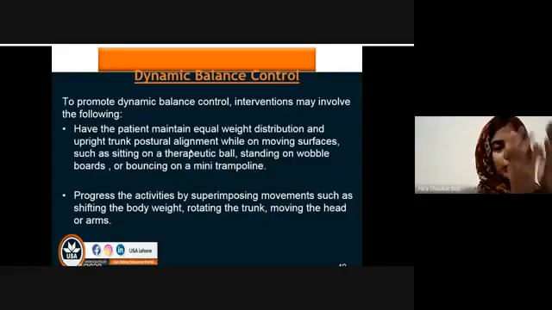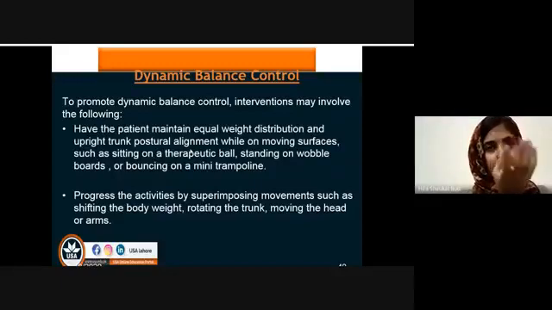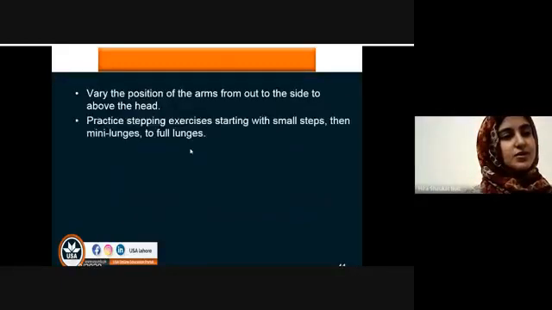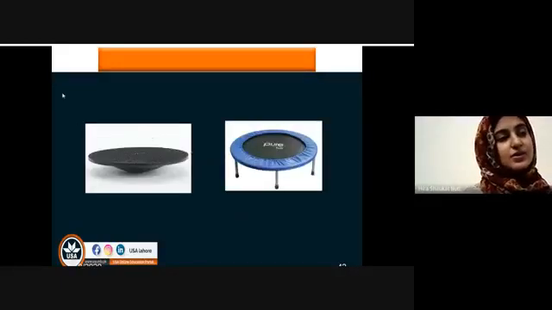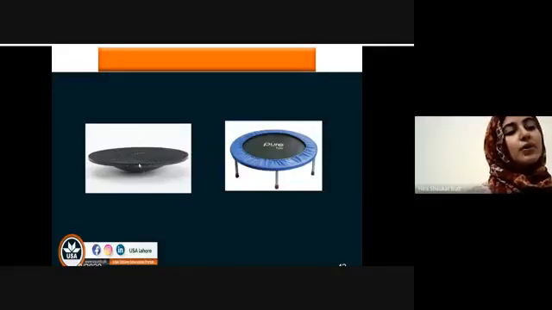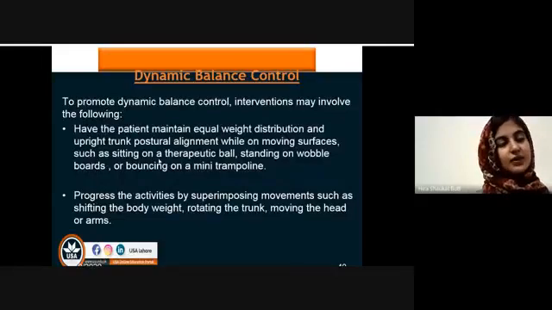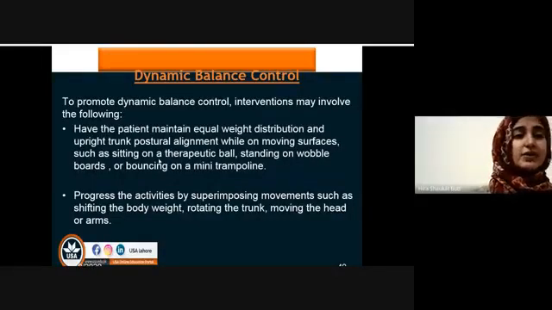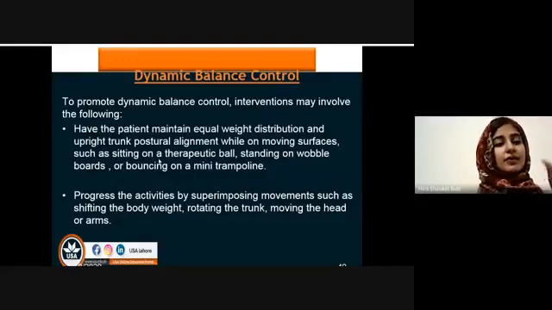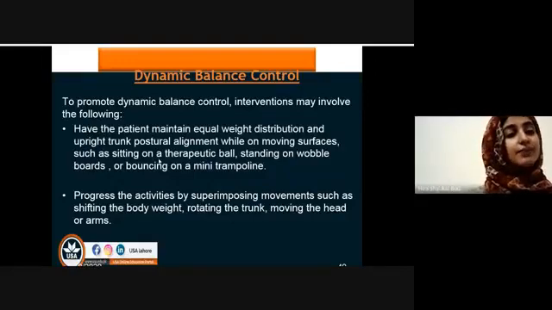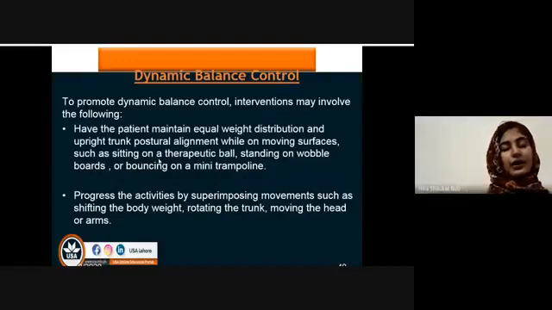Now, what is a wobble board? A wobble board is actually a board which has a pivot on the lower side, so it is not easy to maintain the balance on that. So this is a wobble board, and this is a mini trampoline. So you can use the wobble board on the mini trampoline during the standing exercise when you want to teach them how to maintain the equal weight distribution and how to maintain their balance while standing with the equal weight distribution, along with the postural alignment.